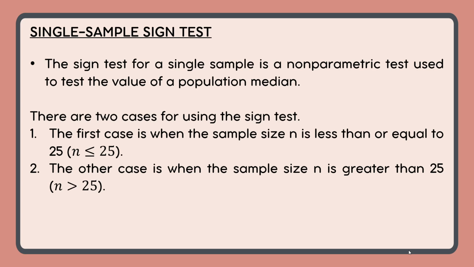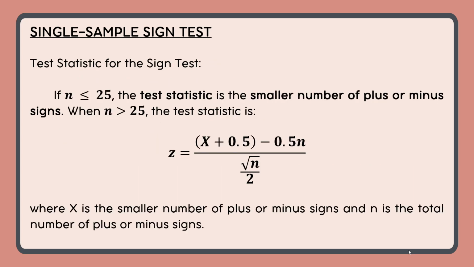In this single sample sign test, we have two cases. The first case is when the sample size is less than or equal to 25. And the second case is if the sample size is greater than 25. For the test statistic for the sign test, if the sample size is less than or equal to 25, the test statistic will be the smaller number between the positive and the negative sign. So we will discuss it later.